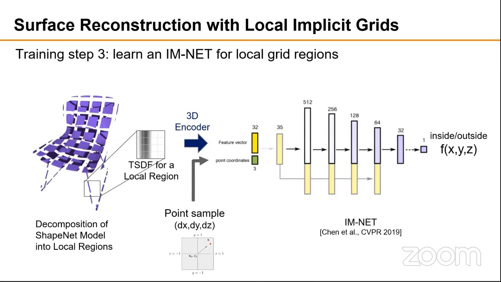Third, we train a network to evaluate local implicit functions. We built our system on the simplified version of ImNet, which takes in a latent feature vector and an XYZ point sample and outputs an inside-outside indicator variable.